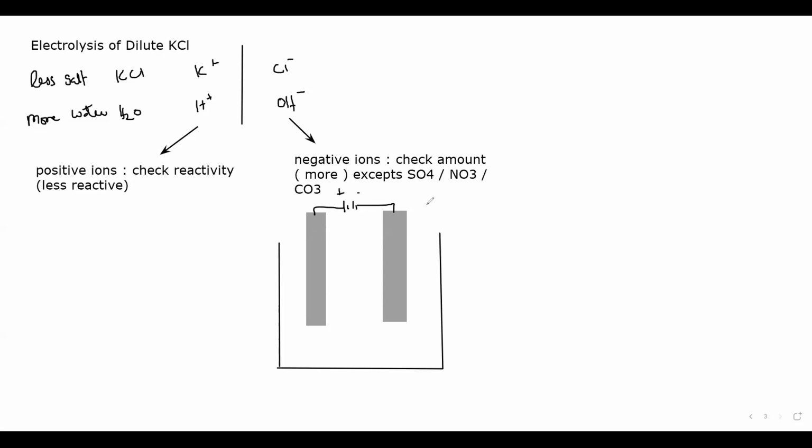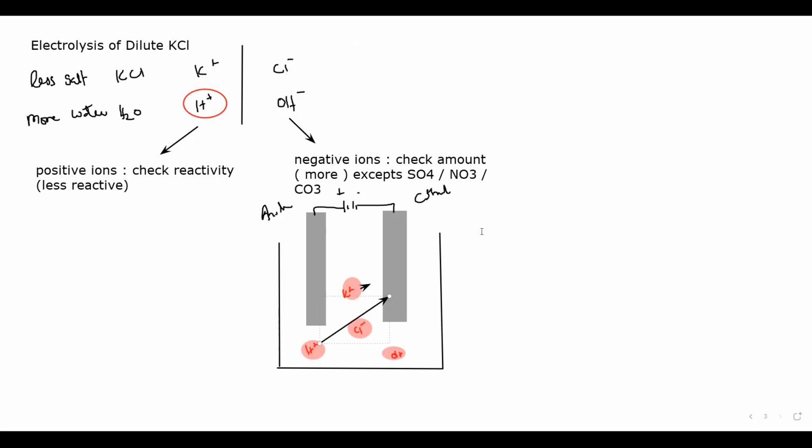The one which is connected with the positive terminal is known as the anode and the other one is the cathode. The ions which are present here are potassium ion, chloride ion, hydrogen ion and hydroxide ion. For a positive ion, we check the reactivity. Which one is less reactive here in this example, potassium or hydrogen? When we check the reactivity, hydrogen, yeah, that's right. So hydrogen is less reactive, so hydrogen will discharge. Both are attracted, but the one which is able to discharge is hydrogen.